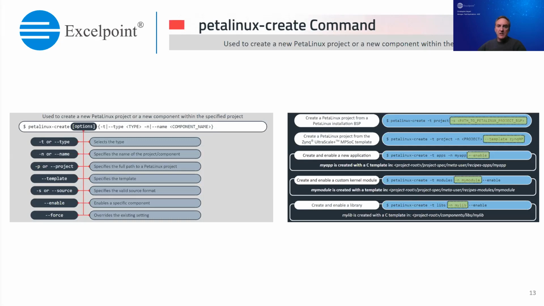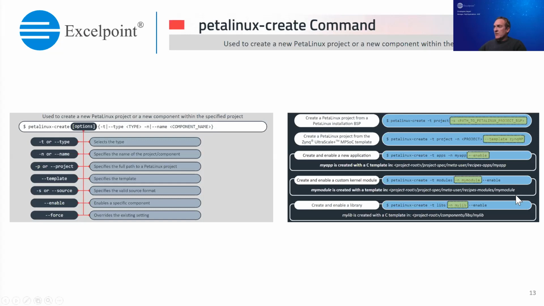The --template option specifies the template. For project creation, the templates available are ZYNQMP for the ZYNQ UltraScale Plus MPSoC, which is what we'll be using, ZYNQ for ZYNQ 7000 devices, and Microblaze for the Microblaze processor. When an application is created, the templates available are C, C++, AutoConf, and Install. The -c or --source option specifies the valid source format. The --enable option enables a specific component, and the -f option overrides the existing settings.